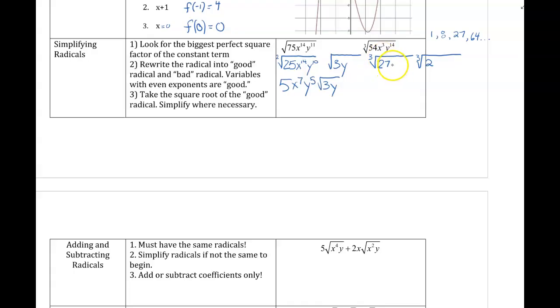X cubed is a perfect cube because, again, that exponent is divisible by the index. Y to the 14th is not a perfect cube. If I take one y away from it, I'm left with y to the 13th, which is not a perfect cube. But if I take 2 y's away, if I take away a y squared, then I'm left with y to the 12th, which again is a perfect cube. So if I cube root 27, we get a 3. Cube root of x cubed is just x. Cube root of y to the 12th is y to the 4th.